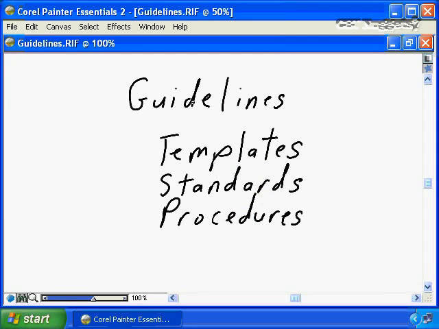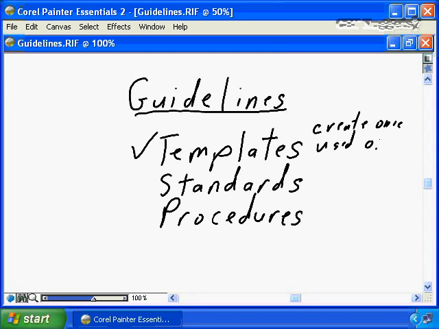In order to ensure that the communications process for your project is as efficient and effective as possible, I would like to offer you a few guidelines. The first of these guidelines is ensure you develop templates for your project. The idea with a template is you create it once, and it's used often.